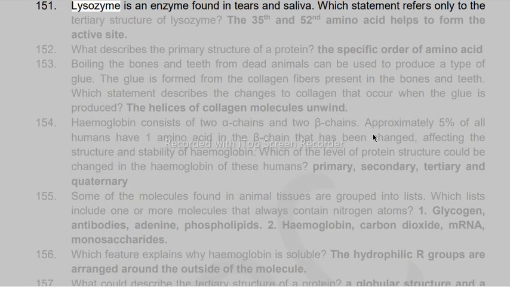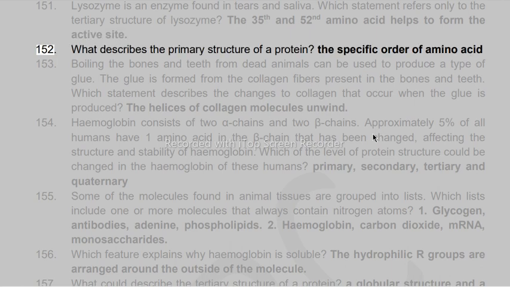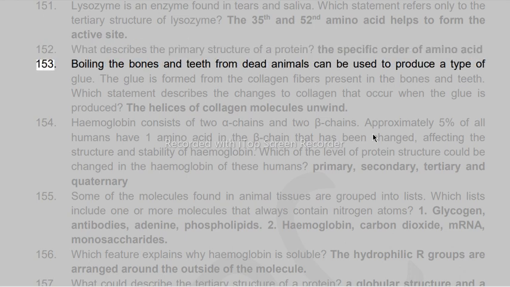151. Lysozyme is an enzyme found in tears and saliva. Which statement refers only to the tertiary structure of lysozyme? The 35th and 52nd amino acids help to form the active site. 152. What describes the primary structure of a protein? The specific order of amino acids.